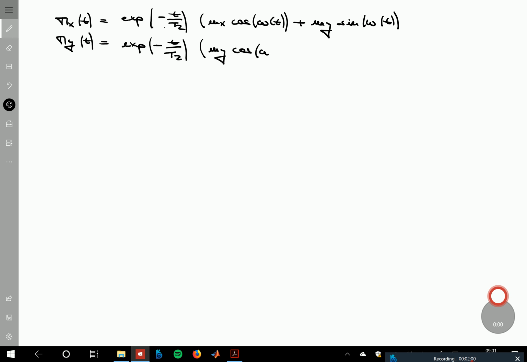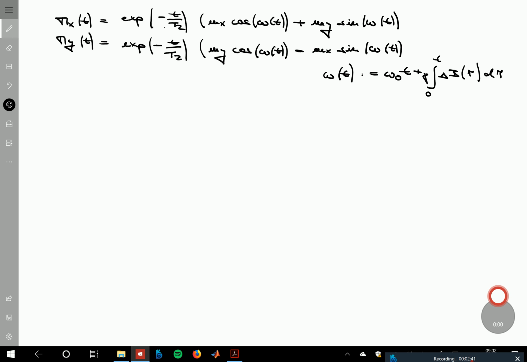And we have our my cos omega t minus mx sine omega t, and our omega t is still defined as our omega 0 t plus our integral, that's a gamma, not a y, and I suppress the dependence on space, so it's only a function of time. So that's where we start. We know that, so that's a given.